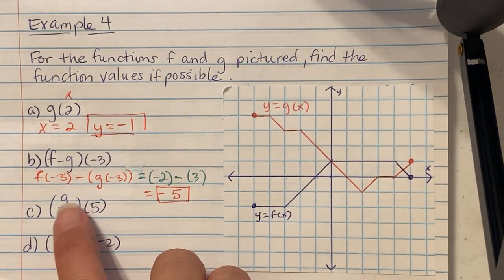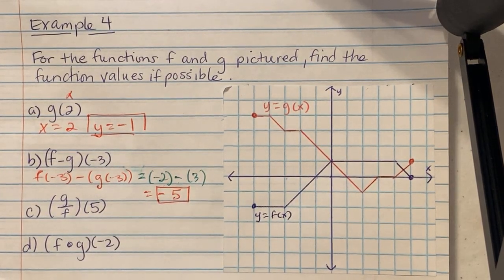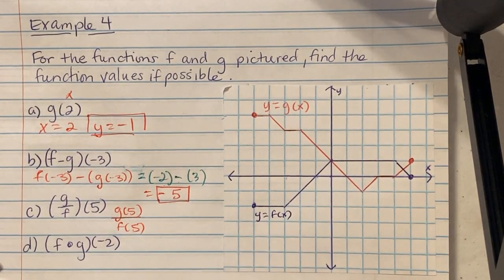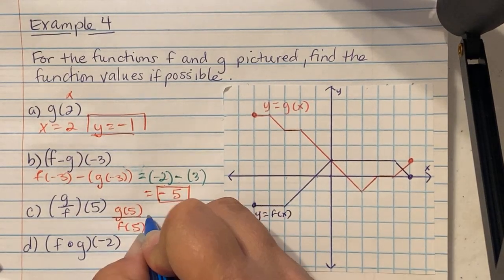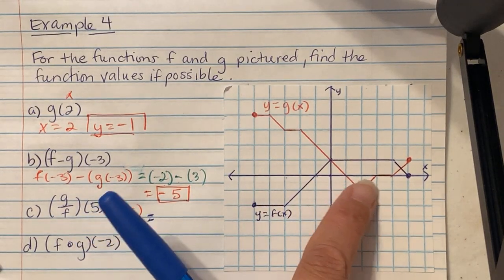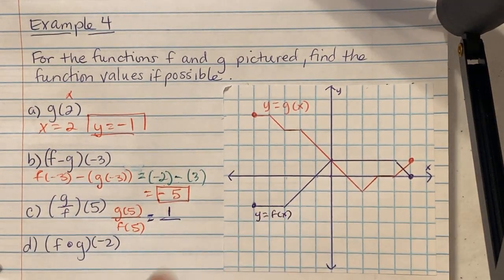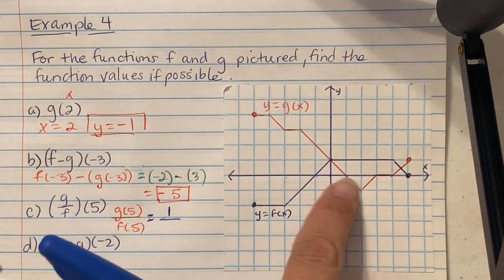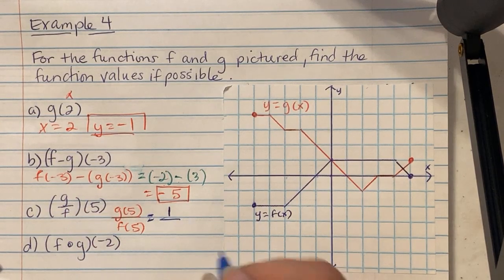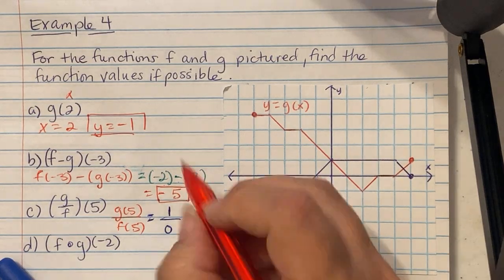When you look at C, it says g divided by f of 5. So we're looking at g of 5 divided by f of 5. I'm looking at my g equation. I'm going to 5. So 1, 2, 3, 4, 5, at positive 1. For f of 5, here's the blue line, 1, 2, 3, 4, 5. It's at 0. What happens to this? Remember the rules. 0 in the denominator makes it undefined.